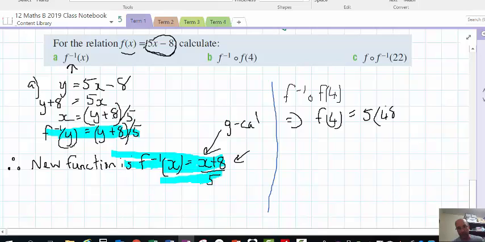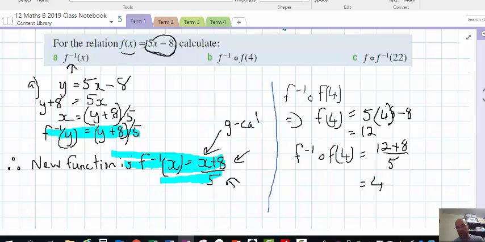F of 4 would be 5 times 4 minus 8 from what we're given there, which is 20 minus 8, which is 12. So now we can sub that in, and we sub in 12 in here. So we've got 12 plus 8 over 5, which is 20 over 5, which is 4.